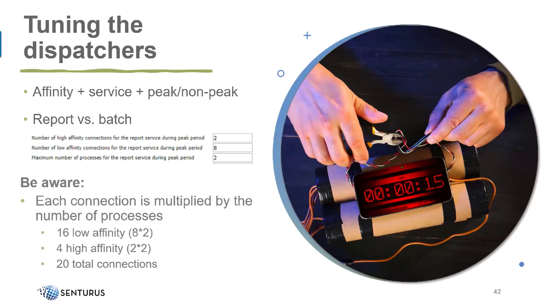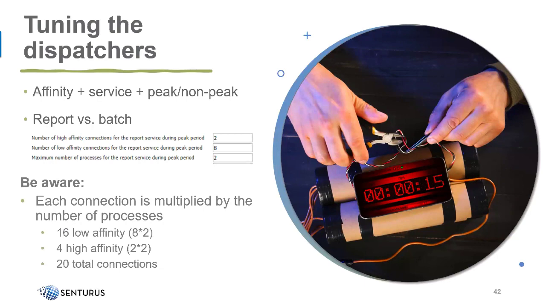Number of high affinity connections for the report service for peak period. Number of low affinity connections for report service during peak period. Max number of processes for report service during peak period. There's the same exact 3 for non-peak. There's the same 3 for batch service. There's the same 3 for query service. So they're just very repetitive. I think it'd be a nice UI to group these things a little better, have a whole section for just batch and just for report where all these things are connected. The way they're organized in that big long screen is just kind of messy and hard to read.